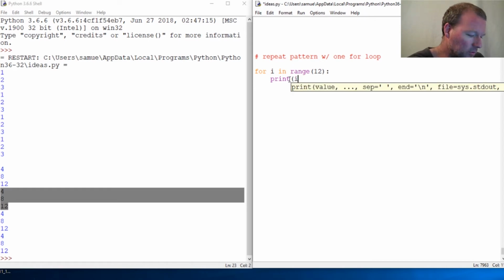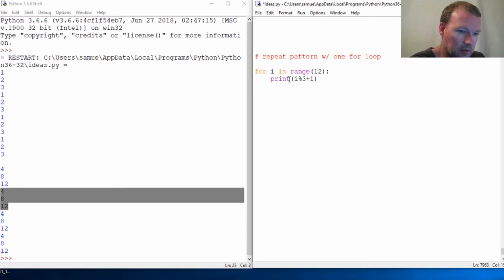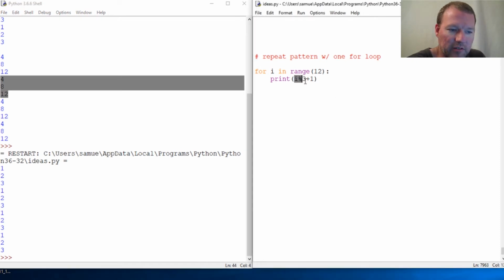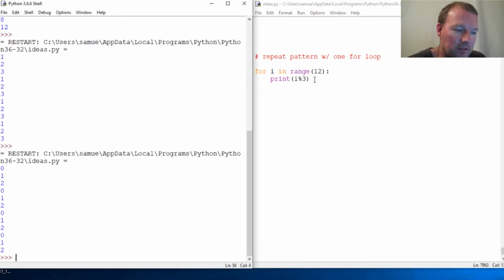So what tools do we have at our disposal to repeat patterns? All right, let's run this. So here we are. 1, 2, 3, 1, 2, 3, 1, 2, 3. So the remainder first is 0. Let's do this again. 0, 1, 2, 0, 1, 2, 0, 1, 2. And then I add a 1. So that's 1, 2, 3, 1, 2, 3, 1, 2, 3.